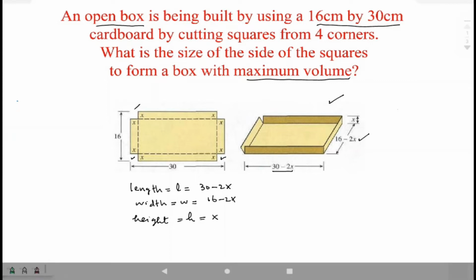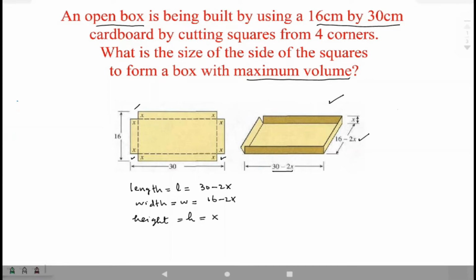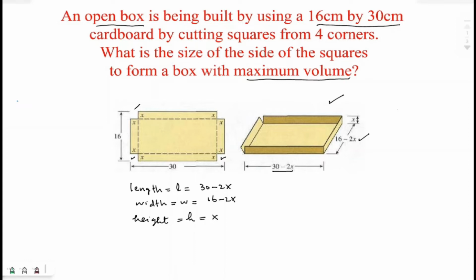When x is 0, it means we are not cutting any edge, so x cannot be 0. And if we increase x by 1, like x is 1, 2, 3, 4, 5, 6, 7, 8, it cannot go beyond 8 because when x is 8, the width would be 16 minus 2 times 8, which is 16. So 16 minus 16 would be equal to 0. Again, it will result in a 0 volume. It means the value of x should lie between 0 and 8.